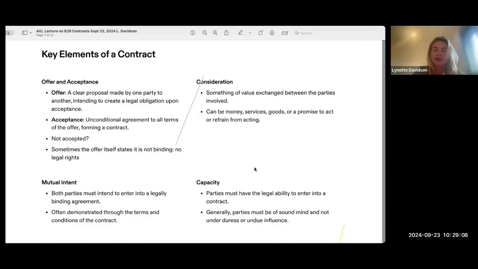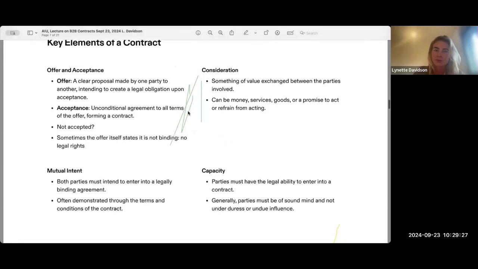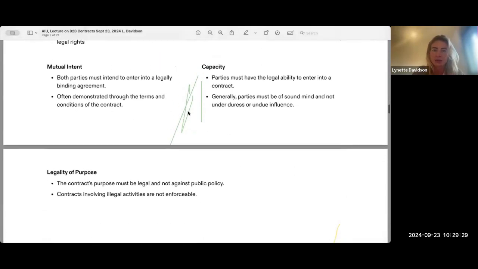And capacity, that means that you must have the legal ability to enter into a contract. So you must be of sound mind, not under duress or undue influence. For example, if you are under the influence, or maybe you're 11 years old, then you cannot enter into a legally binding agreement. So I hope these items are clear.